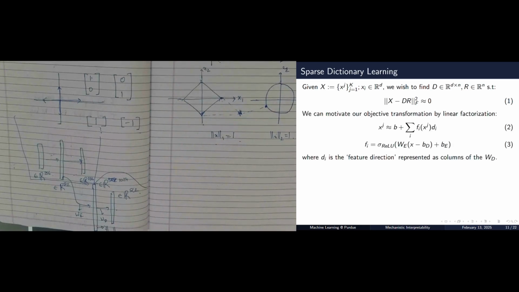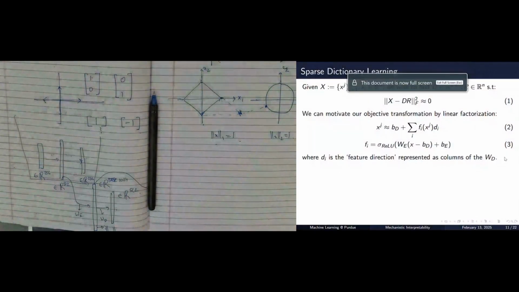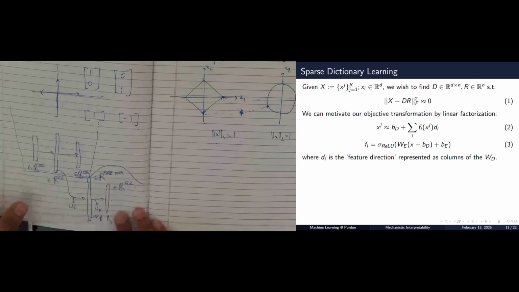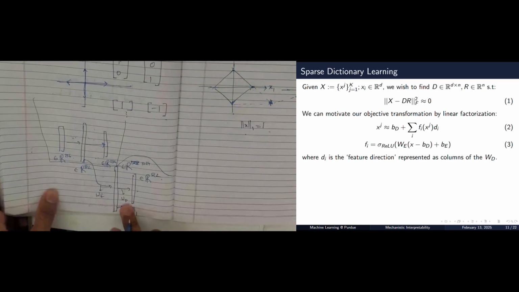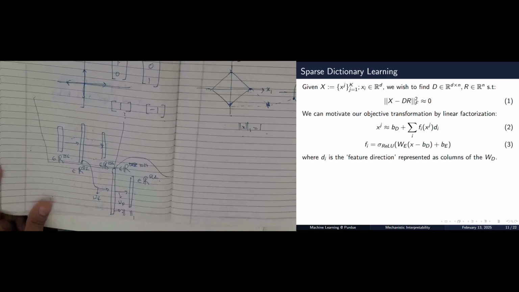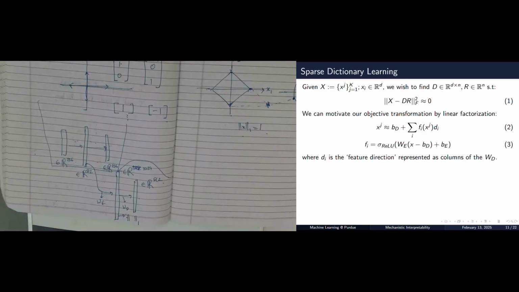So we can motivate this objective transformation via a linear factorization. We have xj equal to, wait, what? This should be, I think I fixed this. Yeah, wow, that's cool. Wonderful. b sub d, which is the bias for the decoder, plus the result of the actual encoding step, which is f_i.